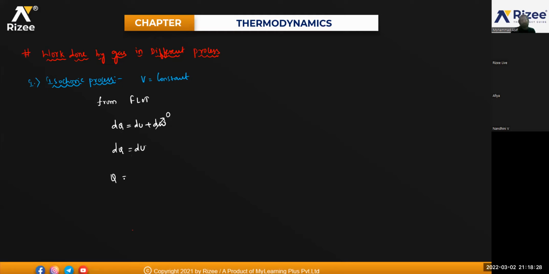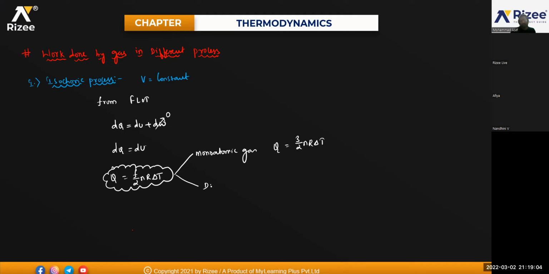That means Q will be equal to F by 2 into n into R into delta T. So this is your Q. Q is equal to F by 2 nR delta T. F is the degrees of freedom, n is the number of moles, R is the universal gas constant, and delta T is the temperature difference. For a monatomic gas, Q will be equal to 3 by 2 nR into delta T.